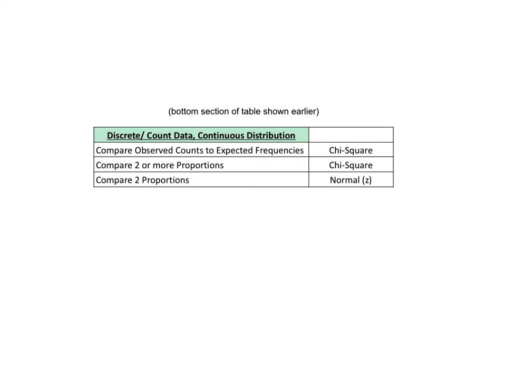With these 3 cases, we start with discrete or count data, but the distribution we use is continuous. That is because we convert discrete count data to something else before using the probability distribution to calculate the probabilities.